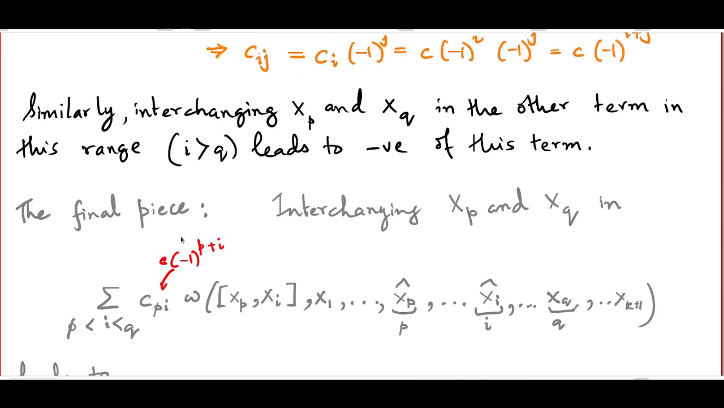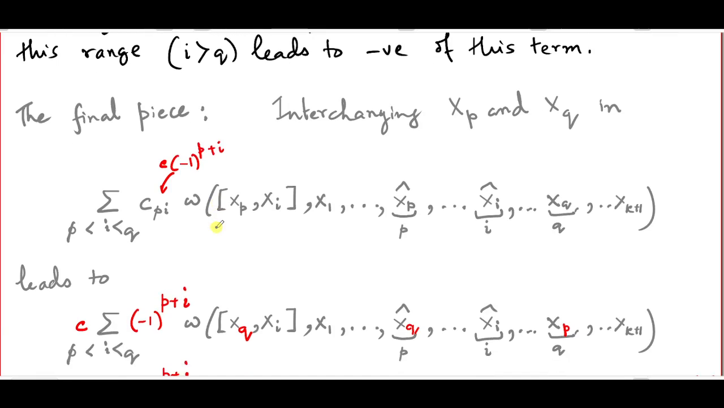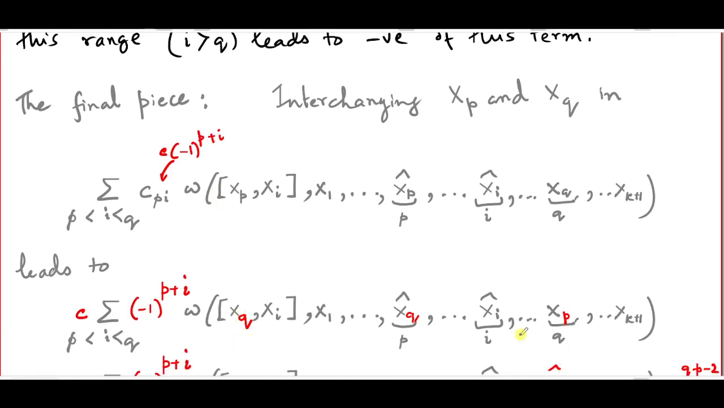This was a term that you had in the original sum. Of course, here C_{PI} we already know is given by C into (-1)^(P+I). Now, if you interchange XP and XQ here, this is what you are going to get: XP replaced by XQ, and of course, this XQ replaced by XP. But in order to make it look like the original sum, or rather the other term in the original sum, what you need to do is move this XP all the way out here.